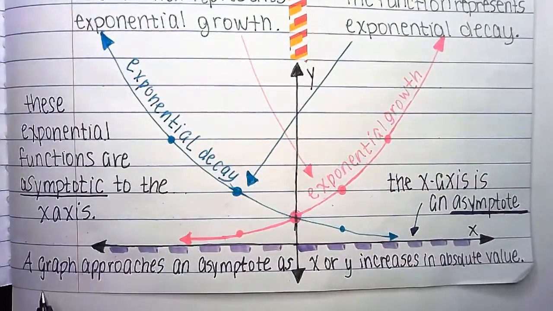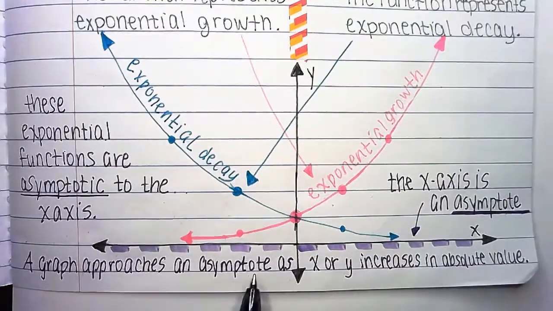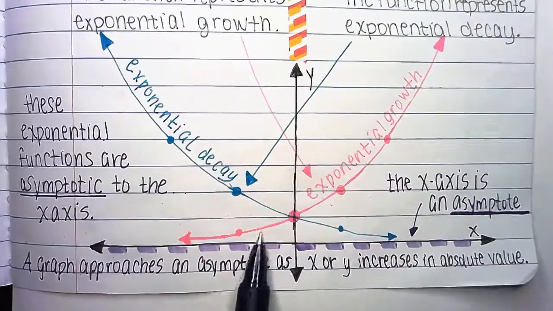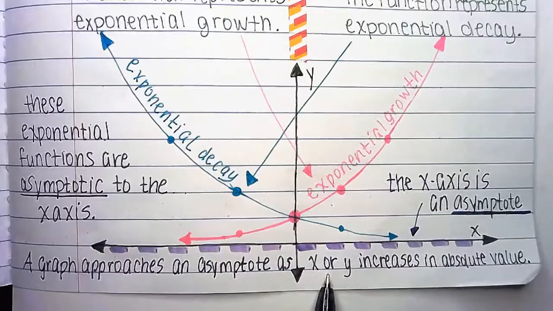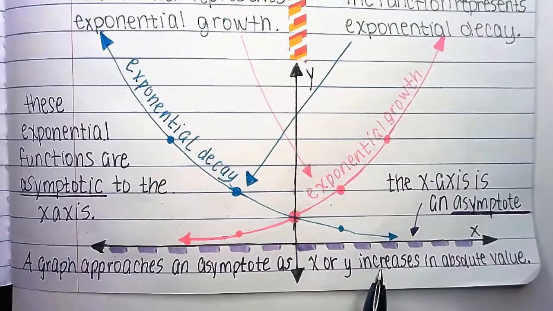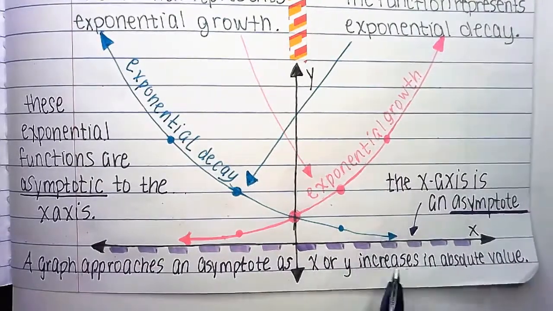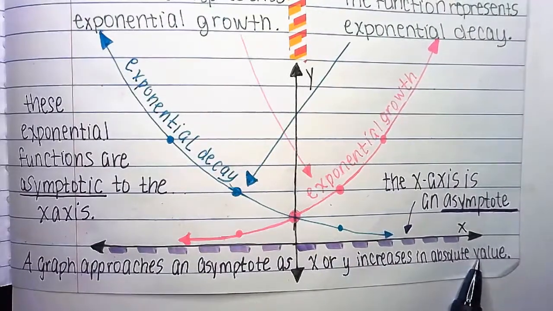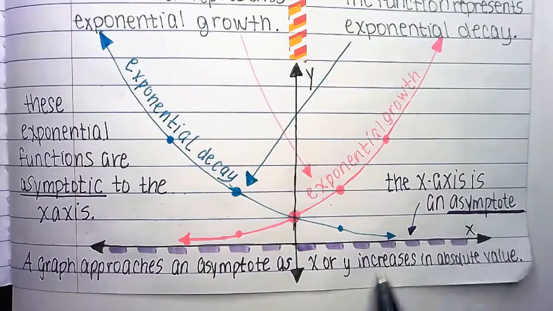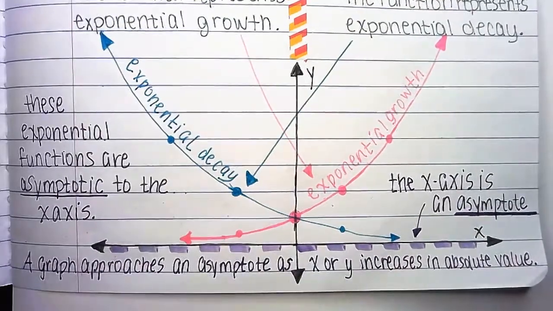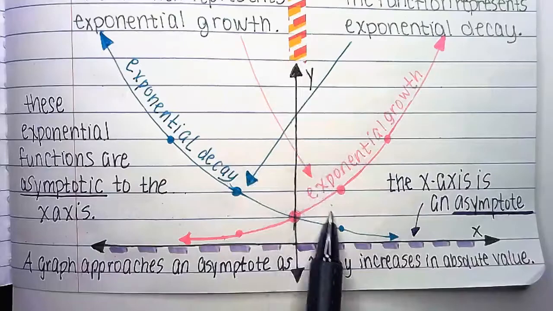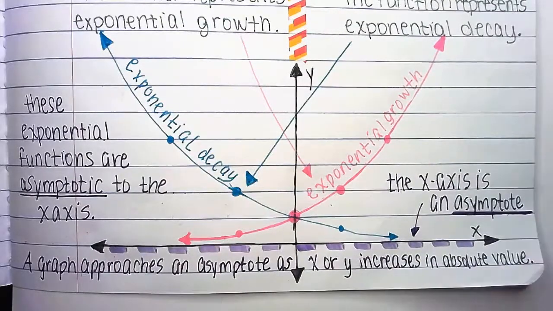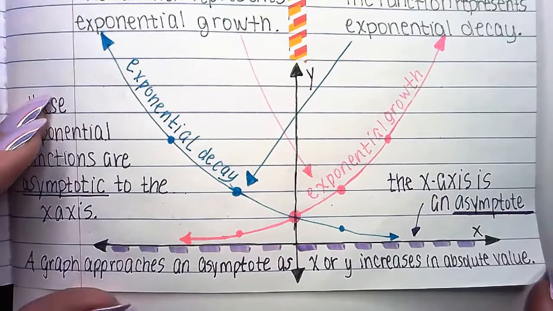A definition down here says, a graph approaches an asymptote, so here's my graph, either the pink or the blue, as x or y, either the output or the input, increases in absolute value. So I don't mean increases towards only positive infinity, as one of them goes out towards negative infinity, as something goes up forever, as something goes to the right forever, or as something goes down forever. Absolute value just disregards that negative. It just sends it in one extreme direction.